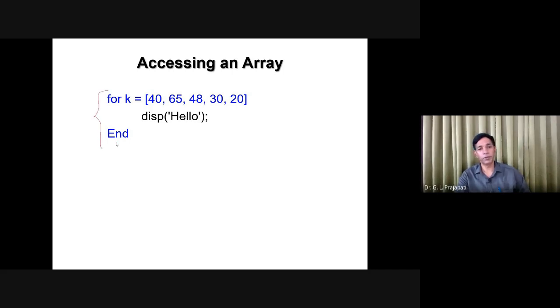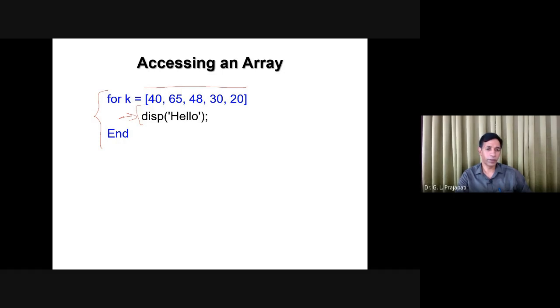What is the result of this code? You are not using k anywhere. It is just controlling the number of times you are going to execute this statement. This is the body. So how many times you are going to execute this statement, you are controlling by this. So this is just for that purpose.